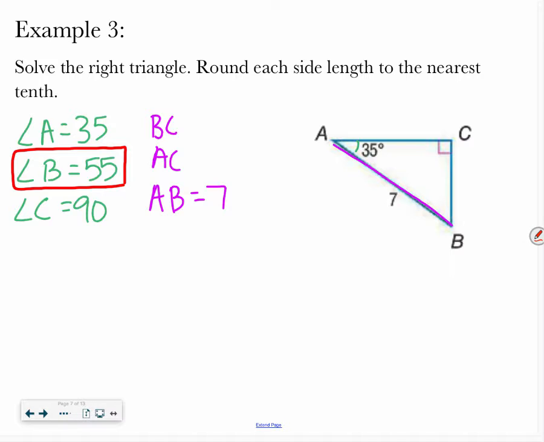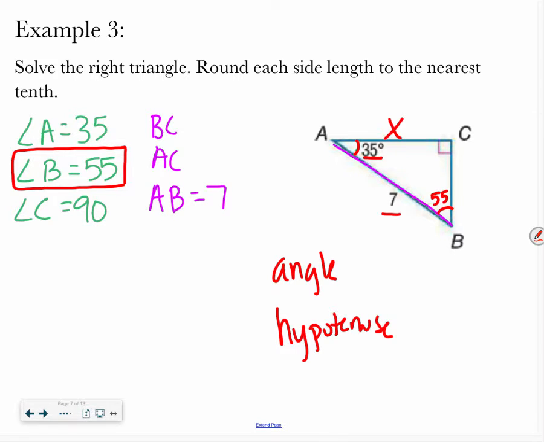So if I want to solve for AC first, this side right here, I have to pick one of my angles. You can pick either one. You can either use 55 or 35. I'm just going to use 35 because it was the one we were given. I know the hypotenuse. So I have an angle, I have a hypotenuse, and I want the side that is adjacent. I want the side that's touching my angle.